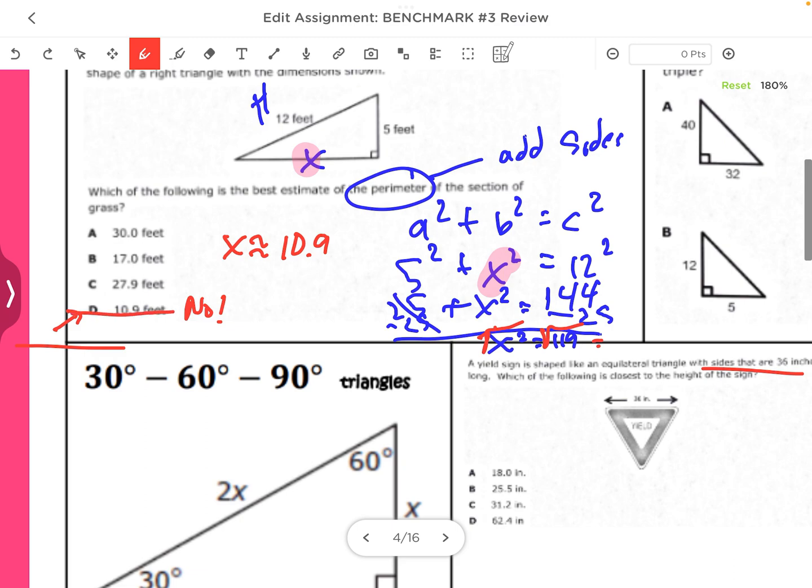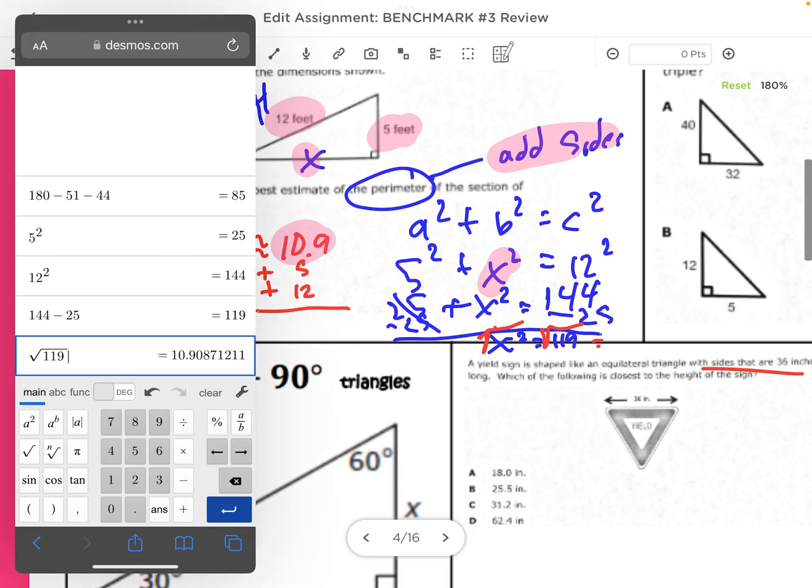Then we said the perimeter is adding the sides. So we're going to use this 10.9 plus 12 plus 5. We've got to add those. So if we type those numbers into our calculator, 10.9 plus 5 plus 12, the answer is 27.9.